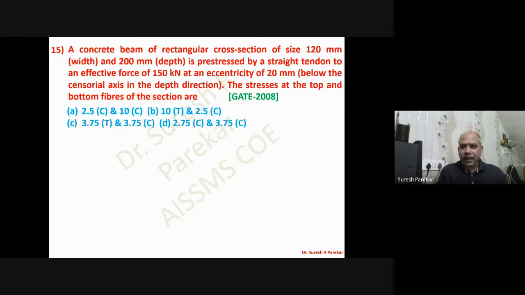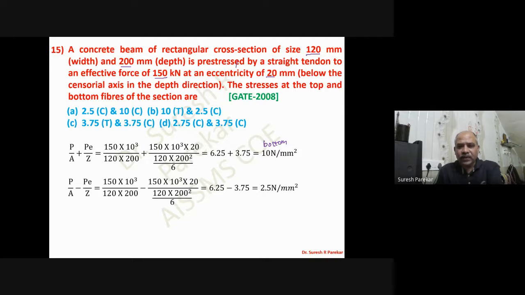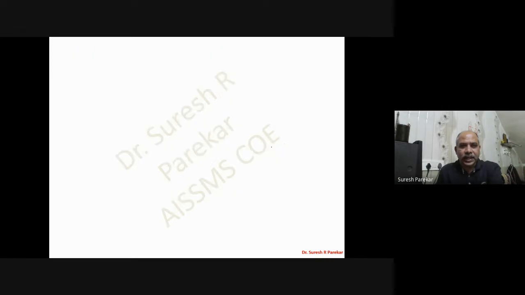Then a concrete beam of rectangular section, size as you can see over here, is 120 millimeter wide and depth is given as 200 millimeter. A straight tendon has pre-stressing force 150 kilonewton. The eccentricity is given directly over here, 20 millimeters, and the stress at the top and bottom is simply P by A plus minus P by Z. So first plus 10, which is the value at the bottom, and the minus value is at the top, 2.5. So both are compression, 2.5 and 10. The option is A.